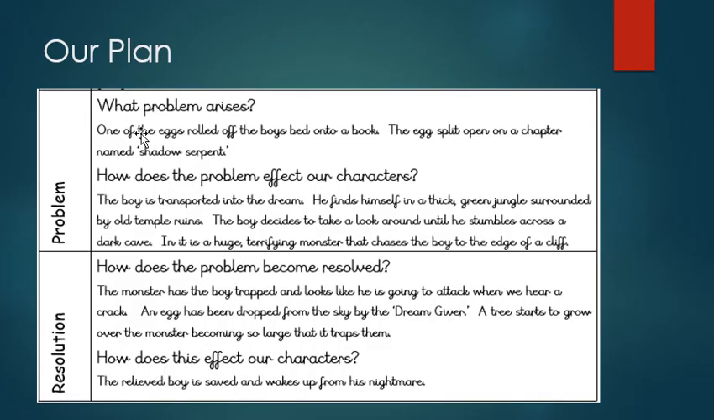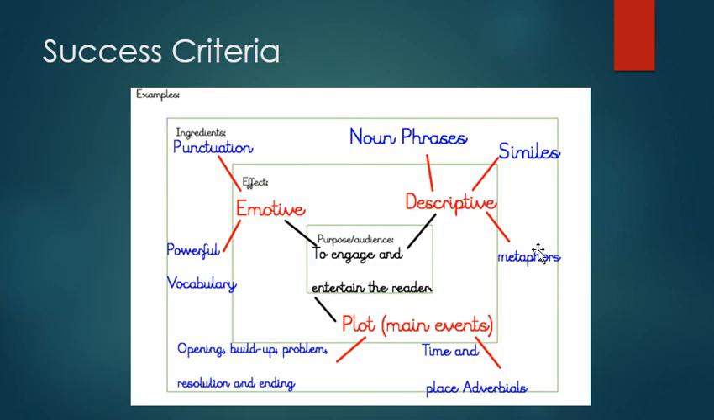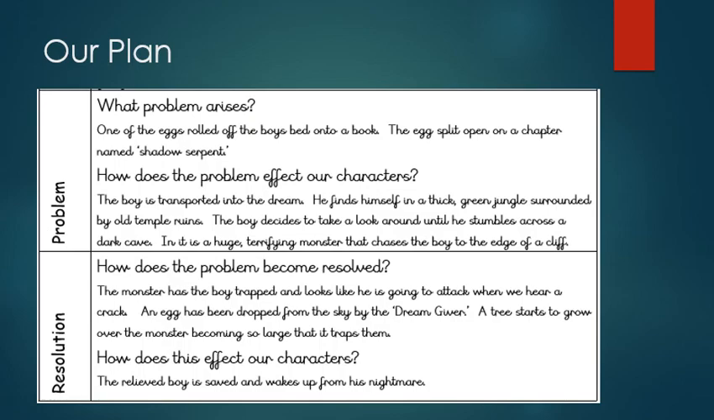As you can see, both pieces of writing that we've looked at for our problem and resolution have answered these two questions. In both, they have used fantastic ingredients from our success criteria. I would like you to use your success criteria to check you are using these ingredients when you are writing, and I would like you to try and write your problem and resolution using these questions. Good luck, try your best, and I really look forward to seeing what you produce.